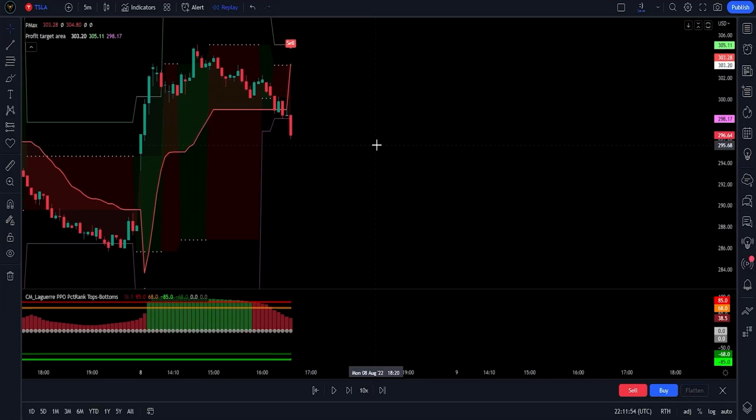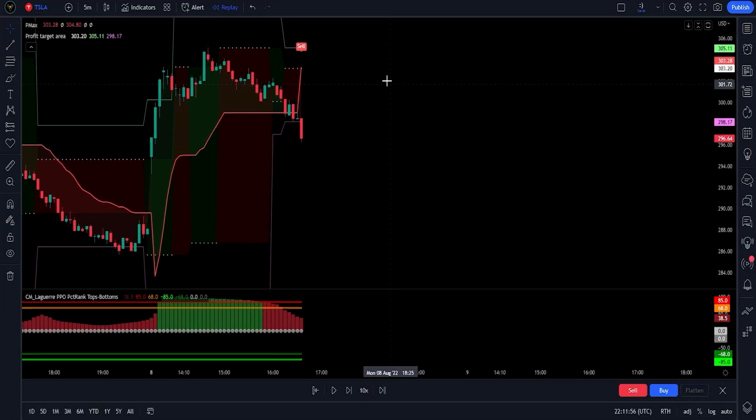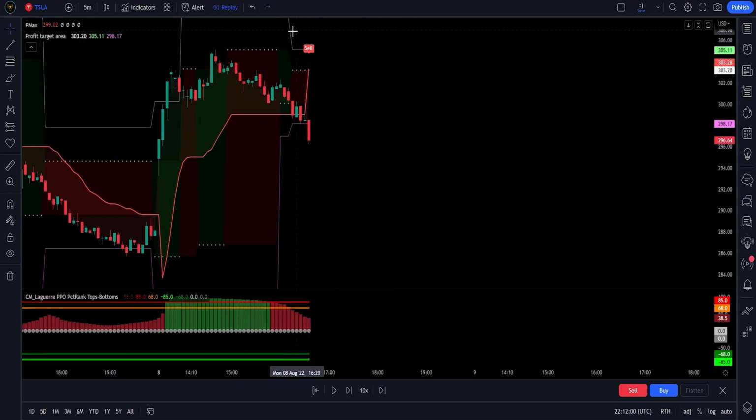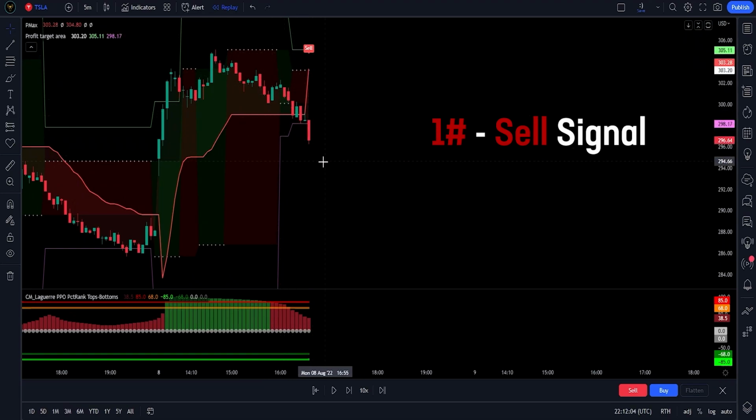Just like with long trades, we also need to follow our 3-rule strategy while entering our short trades. So, let's begin. Rule number 1, sell signal. As you can see, this condition is met, so we can move forward and check our second rule, which is that the profit target area is colored red. Great, this condition is also met, so let's check our third and final rule.